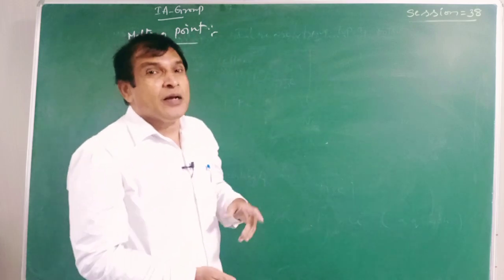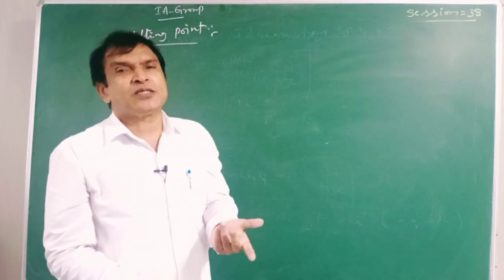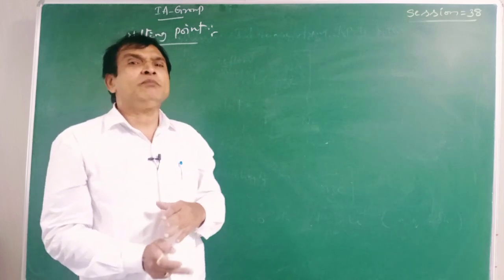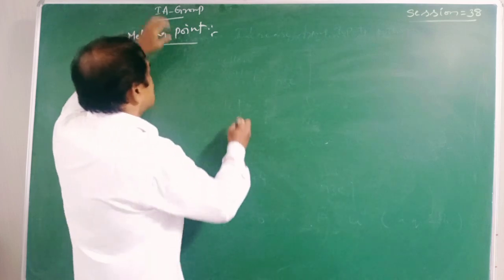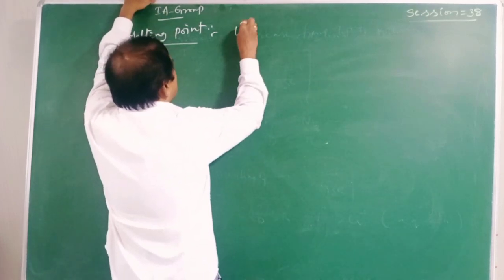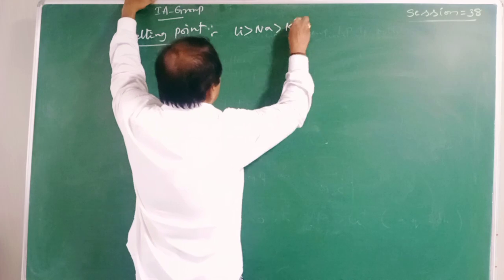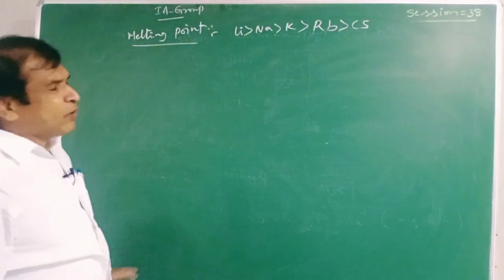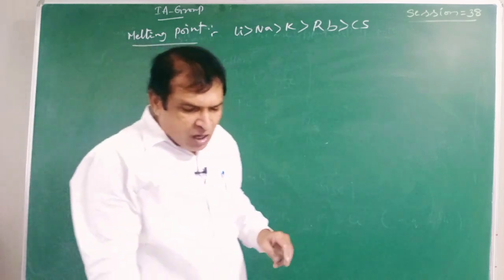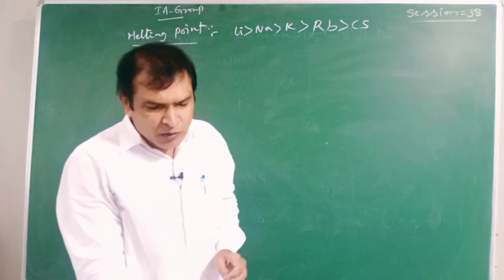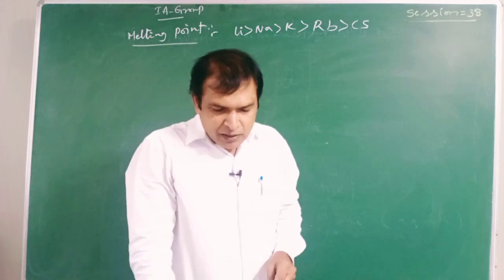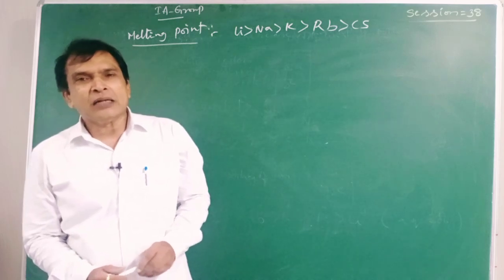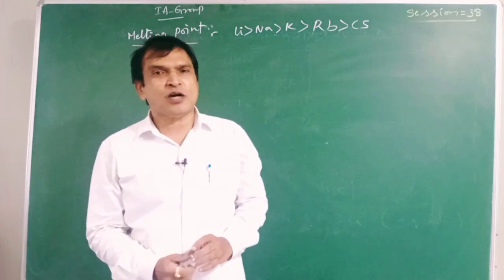Lithium possesses a high melting point. That means the melting points of alkali metals gradually decrease from top to bottom. Lithium is greater than sodium, greater than potassium, greater than rubidium, greater than cesium. That is the melting points of alkali metals. So now we have almost completed the general characteristic properties of alkali metals.